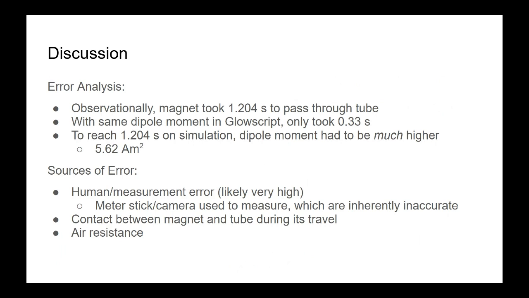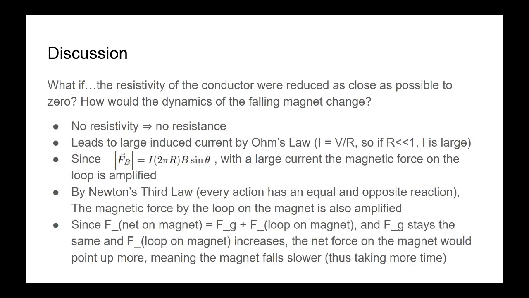Likely this is due to two major things. One is human and measurement error. The meter stick and the camera are just inherently inaccurate when they're used to measure things like this. But also there could have been a lot of contact between the magnet and the tube while the magnet was falling, which would slow it down, as well as just general air resistance.